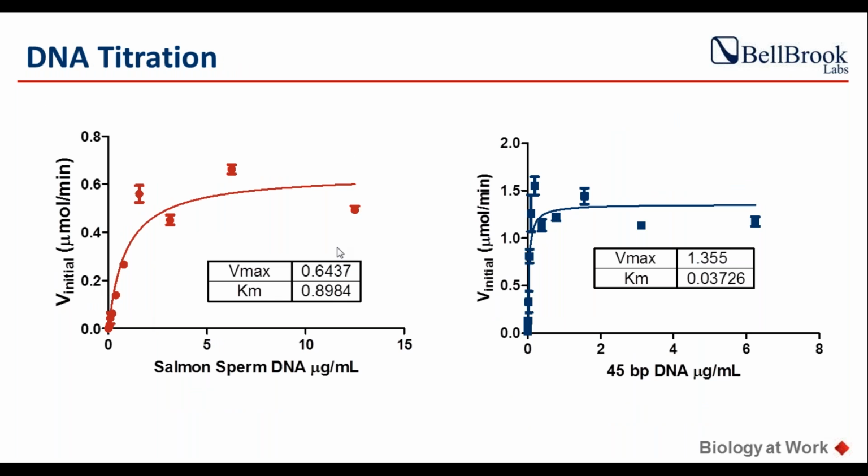Again, for KM determination of DNA, as I said, you can try salmon sperm DNA versus a smaller DNA, a 45 base pair interferon stimulating DNA, and the x-axis is in microgram per ml. So the KM is either 0.9 or 0.04, depending on the kind of DNA. But the point being, you can do these kinds of enzymology experiments using the Transcreener cGAS assay.